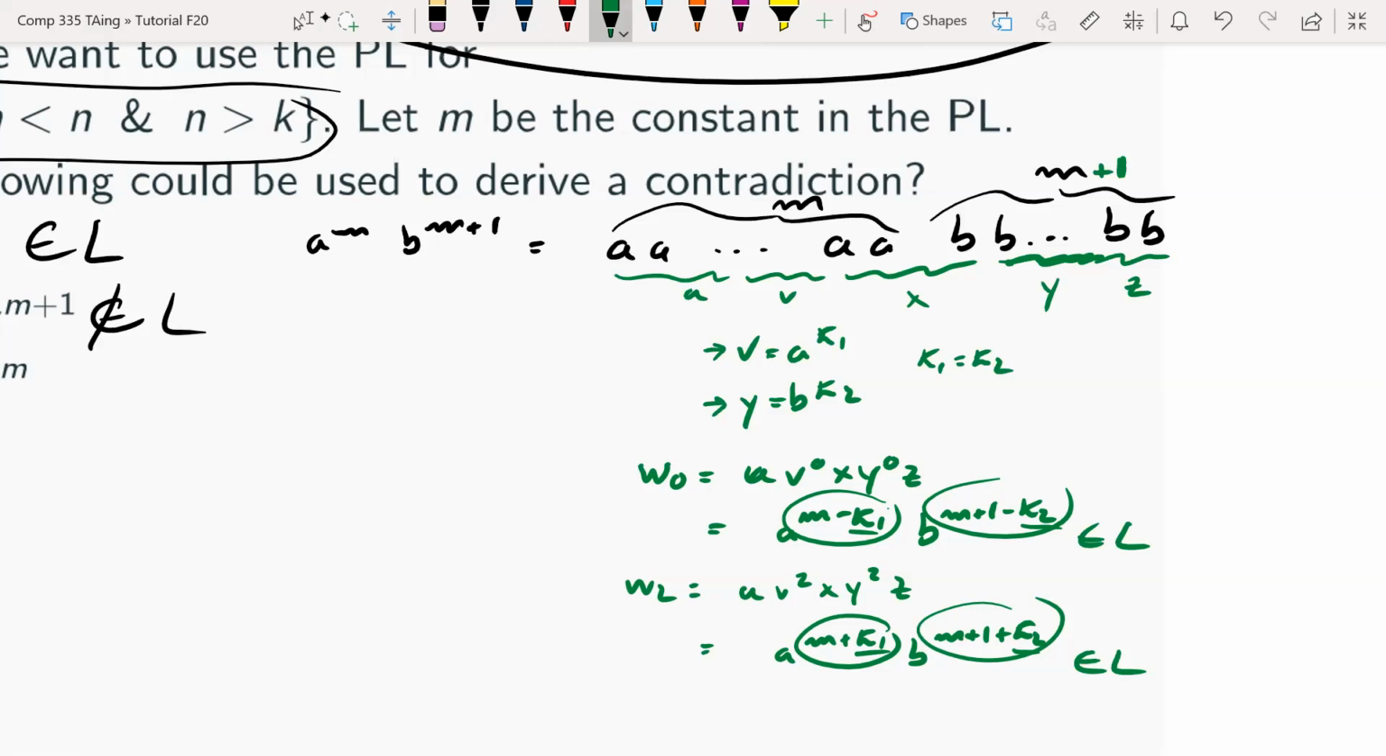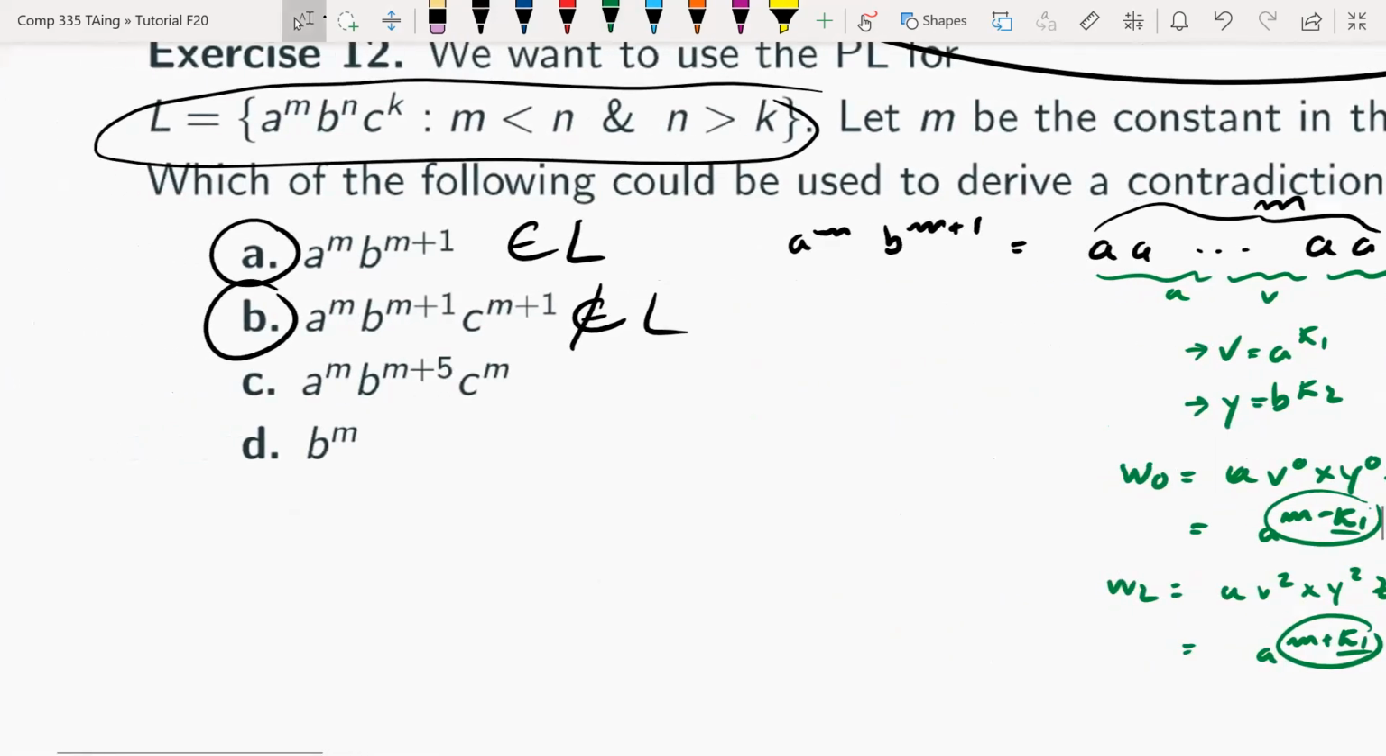In fact, for this particular choice of W, you cannot get a contradiction. Because you cannot get a contradiction, it doesn't mean that your language is context-free. It means that you picked the incorrect string to pump. Hopefully that was clear. That's why A^M B^(M+1) is an incorrect choice for W. So it would not work, and so this would also not work. And then D is also going to be wrong, for a similar reason.